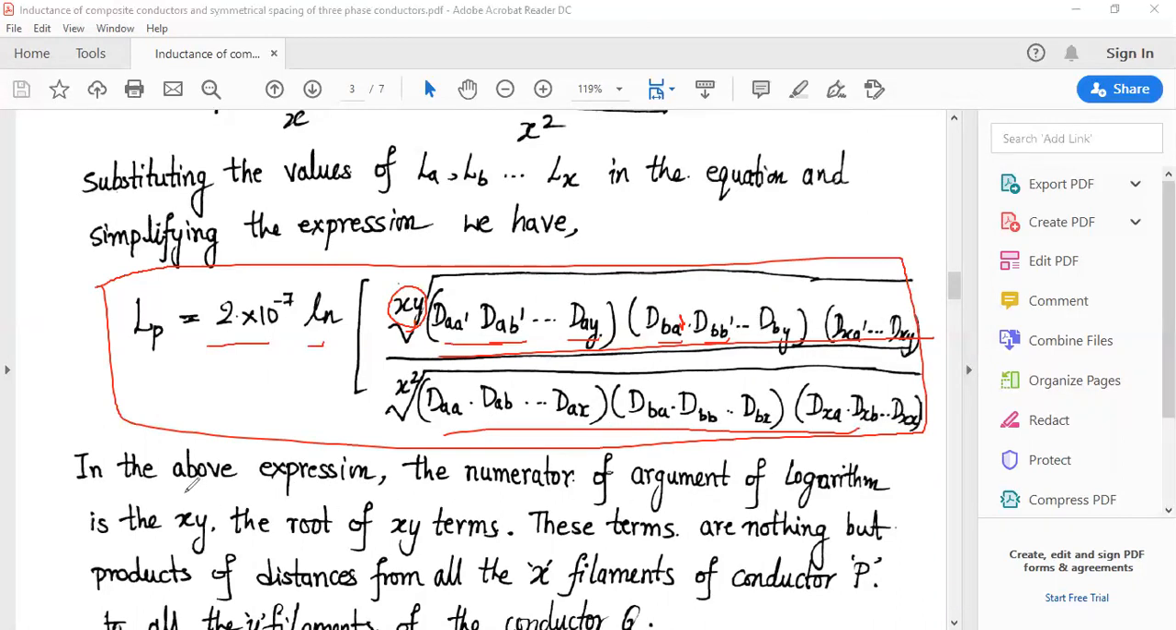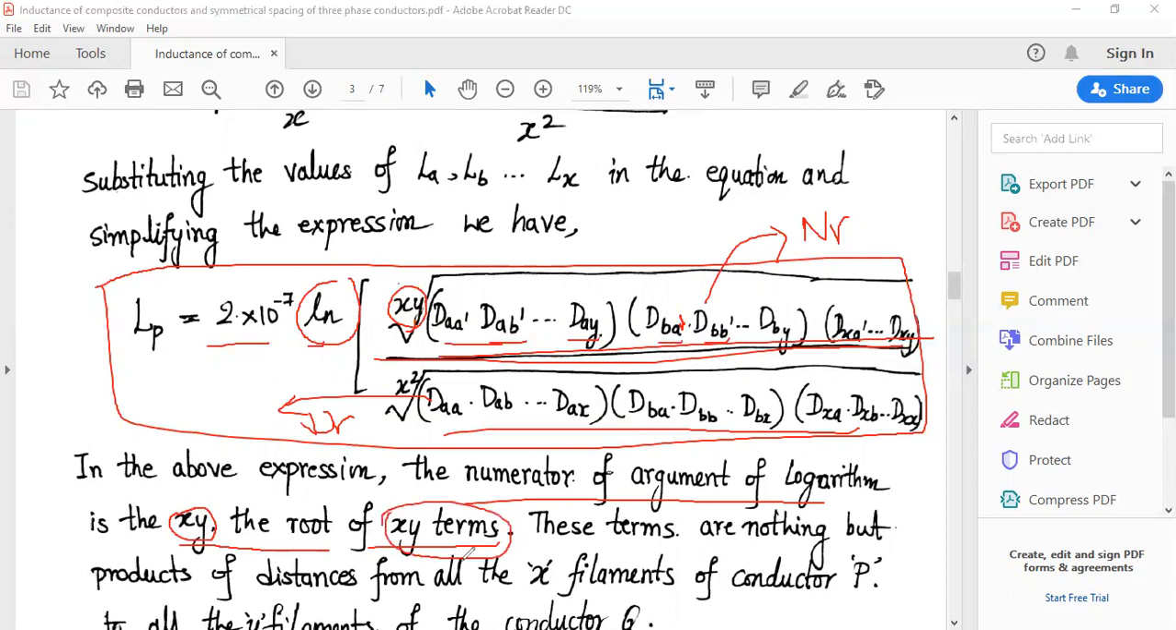Now if you carefully observe the above expression, the logarithmic term has a fraction: this is the numerator part, and this is the denominator part. The numerator is the xy-th root of xy terms. For example, with two strands and two strands, that is the fourth root of four terms. These terms are the product of distances from all the x filaments of conductor P to all the y filaments of conductor Q.